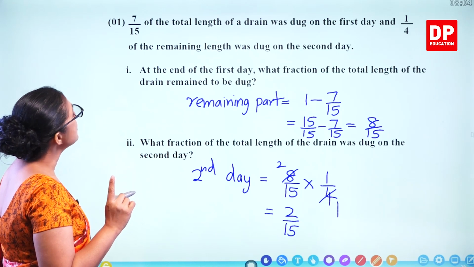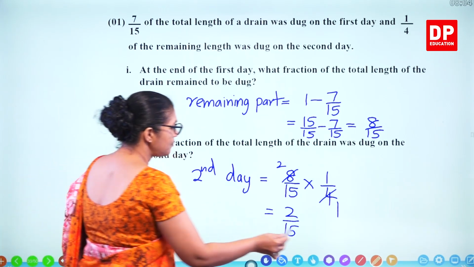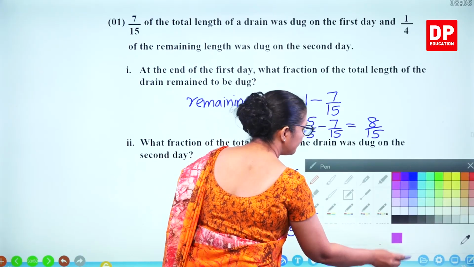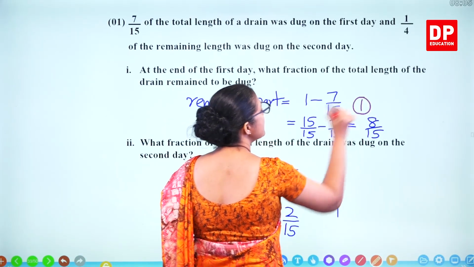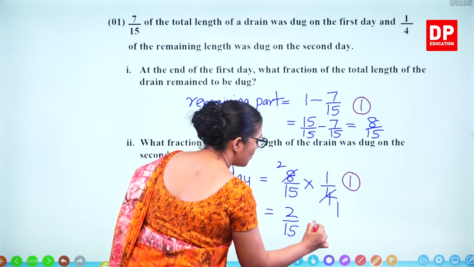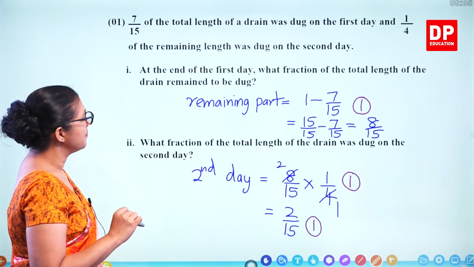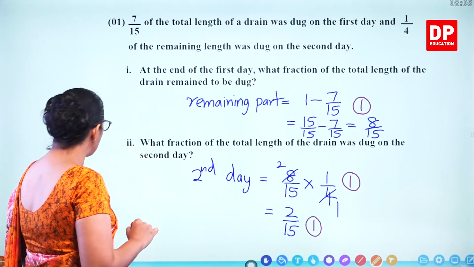So how do you get marks here? According to the marking scheme, you are getting 1 mark for this step, and here 1 mark and 1 mark, 2 marks for the second step. Now we'll do the third one.